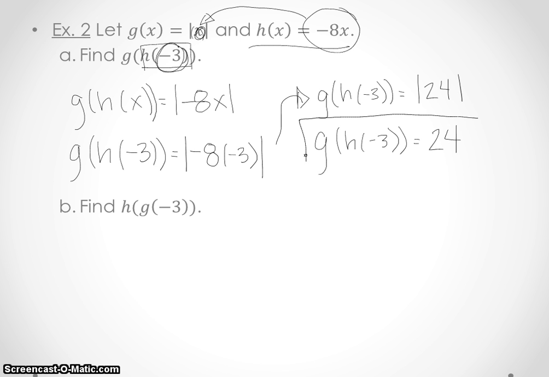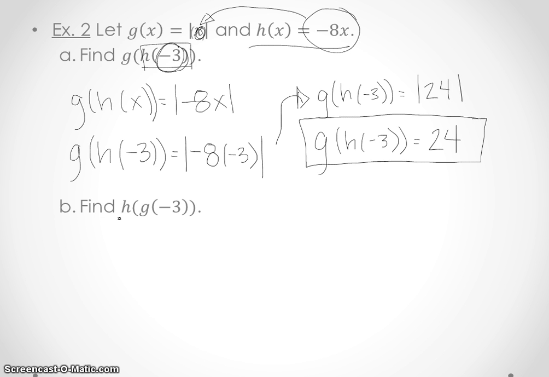Okay, and that's it. We're done with that top part. Remember, you don't do anything with this -3. This is just saying g of h of -3 is 24. You don't have to divide. You don't have to get rid of this -3. It's okay where it's at. It's just telling us what we put in here to get out over here.